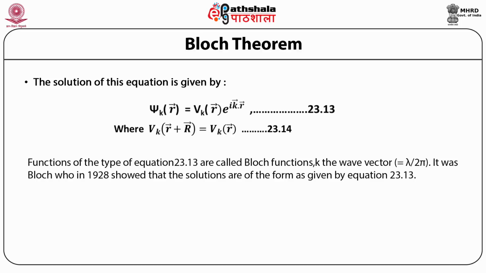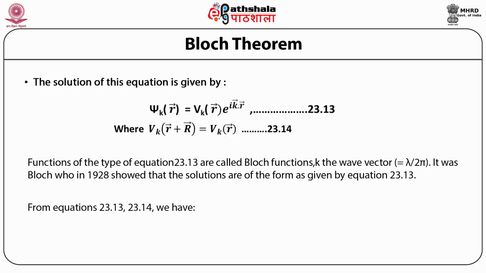Functions of the type of equation 23.13 are called Bloch functions. K, the wave vector, is equal to 2 pi upon lambda. It was Bloch who in 1928 showed that the solutions are of the form given by equation 23.13.